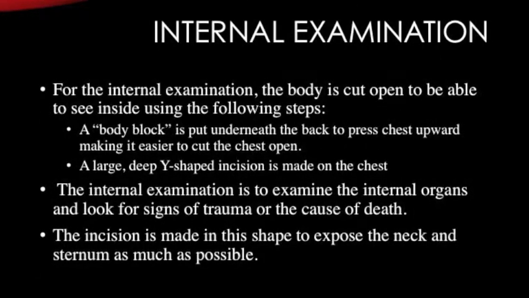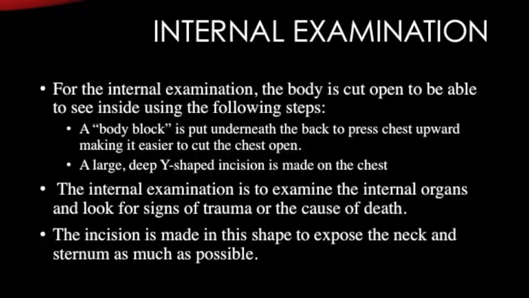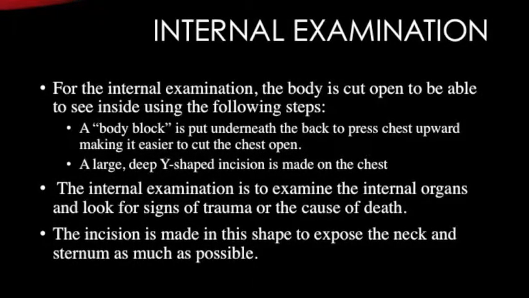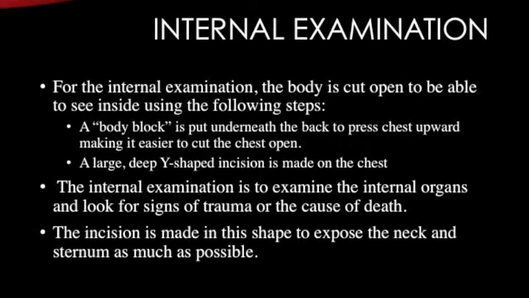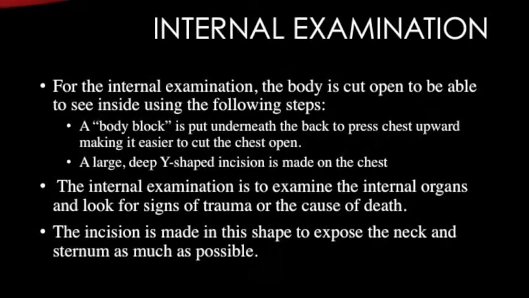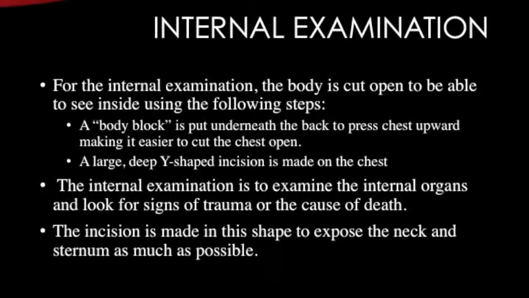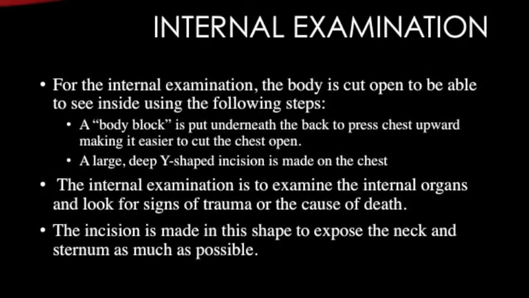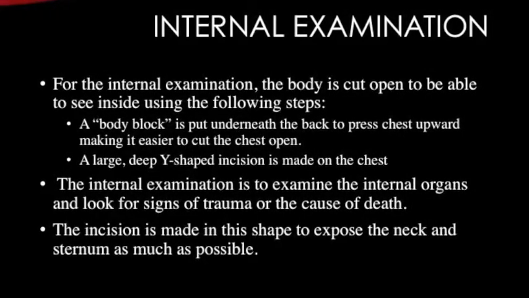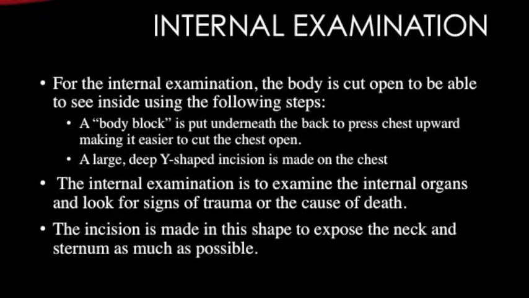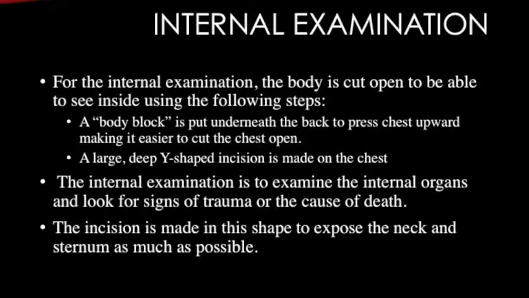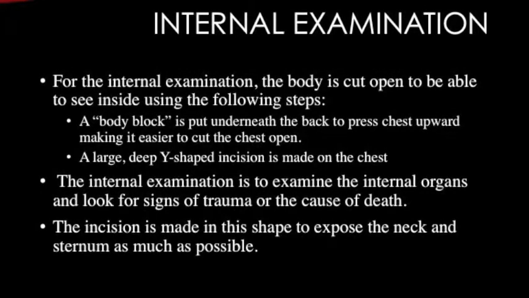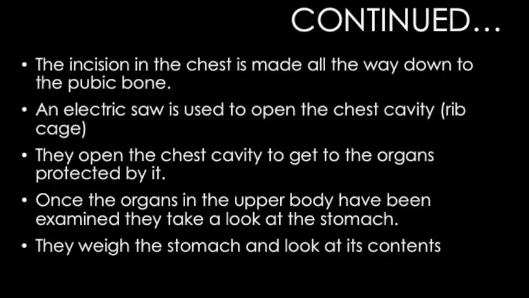Internal examination. For the internal examination, the body is cut open to be able to see inside using the following steps. A body block is put underneath the back to press the chest upward, making it easier to cut the chest open. A large, deep, Y-shaped incision is made on the chest. The internal examination is to examine the internal organs and look for signs of trauma or the cause of death. The incision is made in this shape to expose the neck and sternum as much as possible.